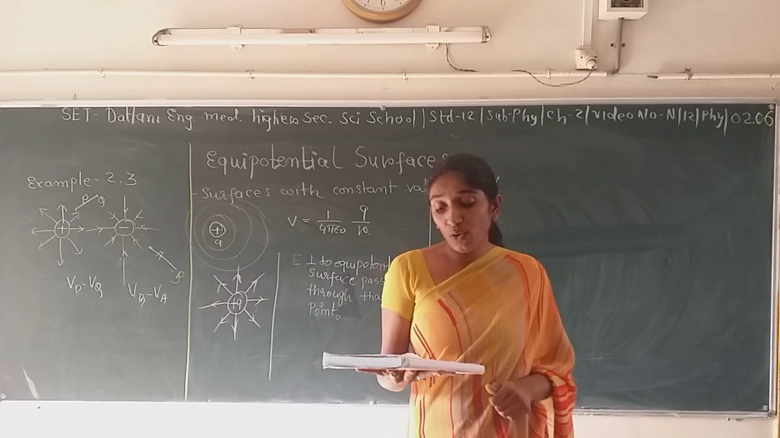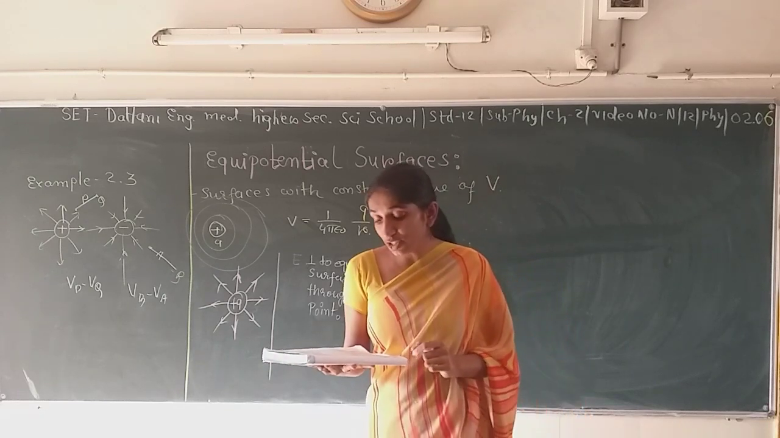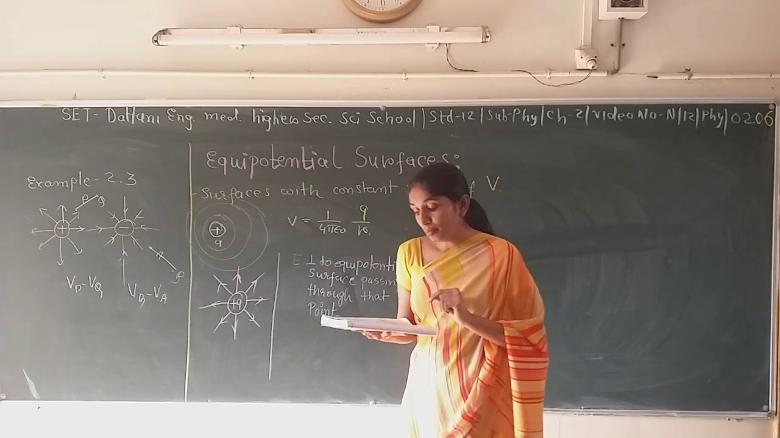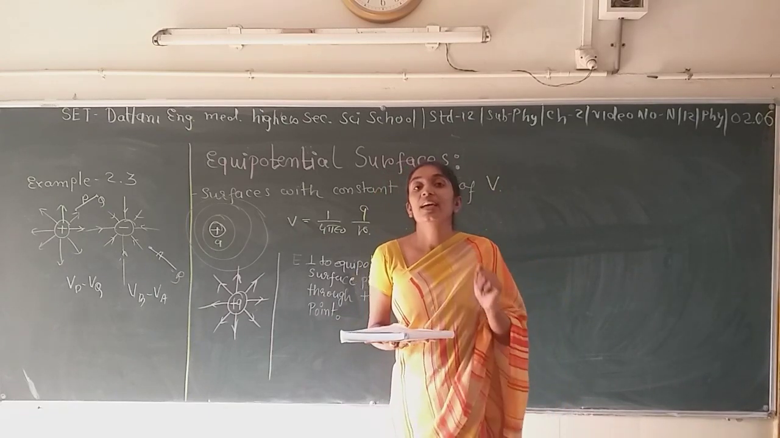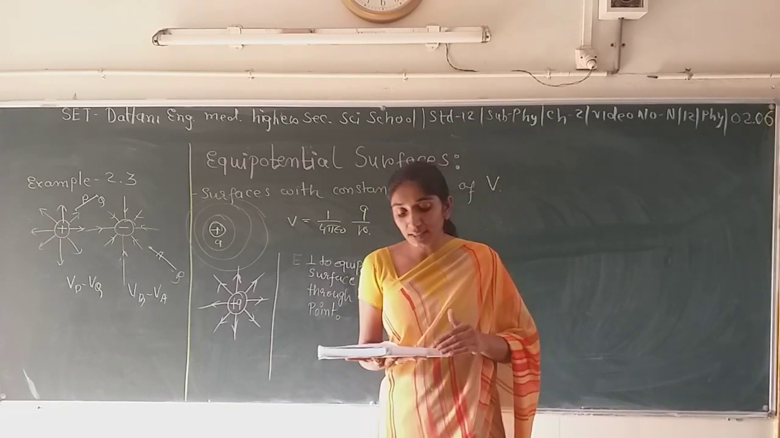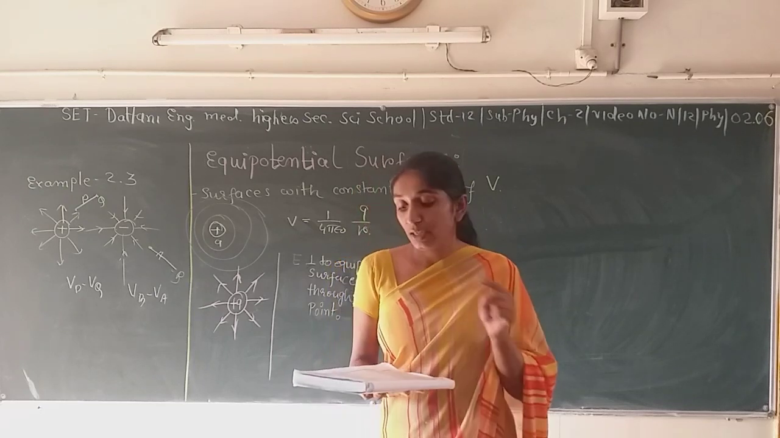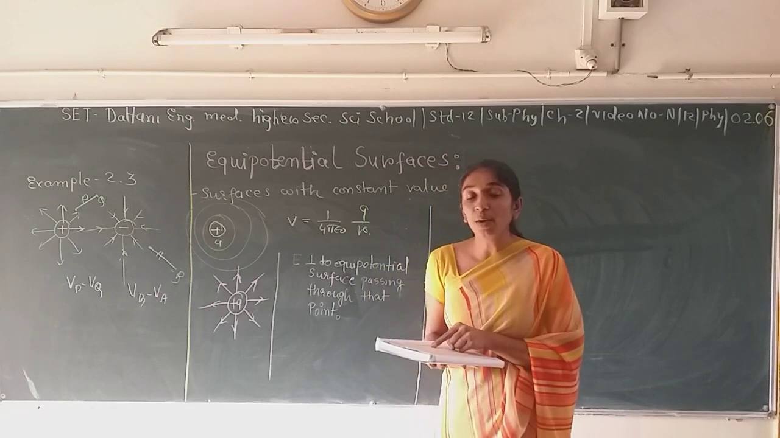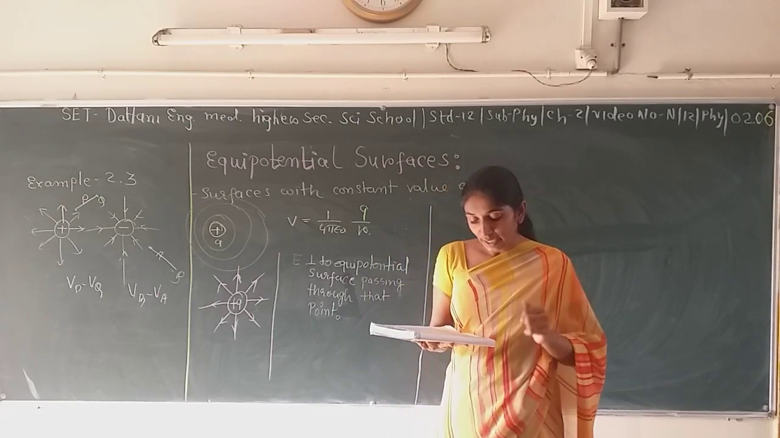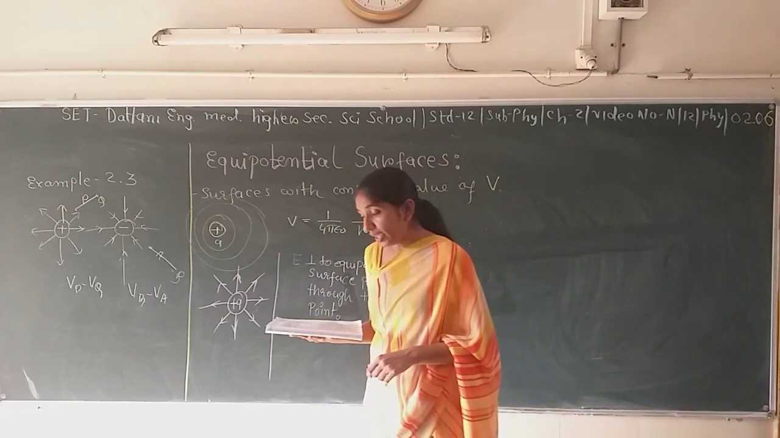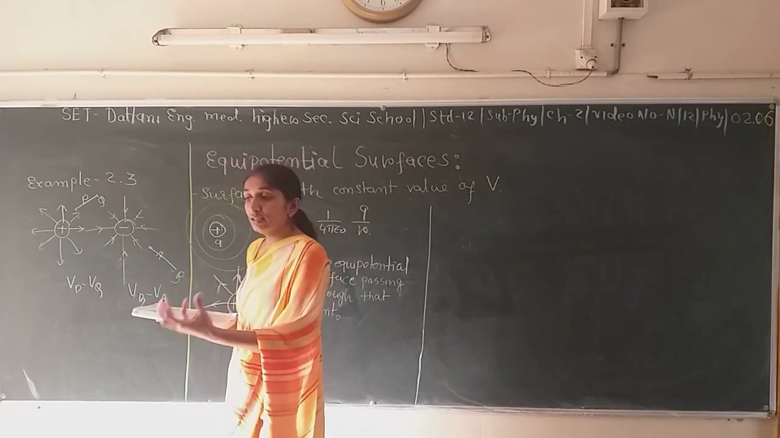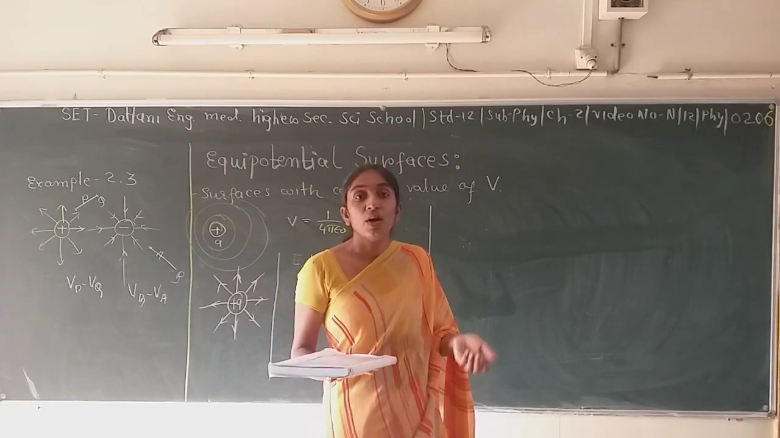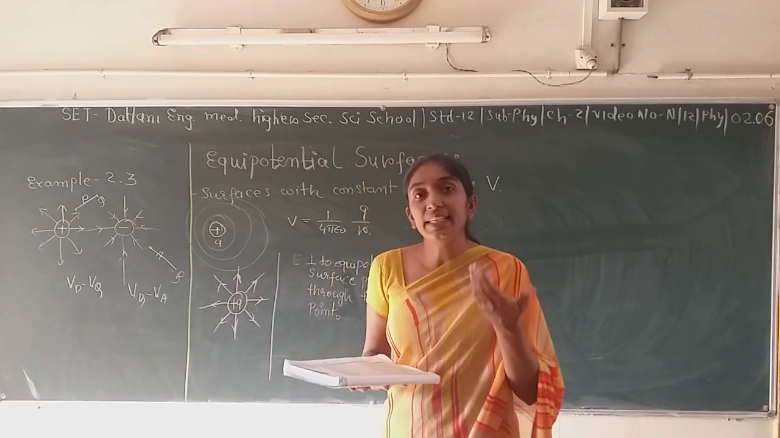D. Give the sign of work done by external agency in moving a small negative charge from B to point A. Okay, this is also seen as the C part of it, since it is also a negative charge and we are supposed to bring it from point B to point A. Okay, so work done by the external agency is positive, while work done by the field is negative.